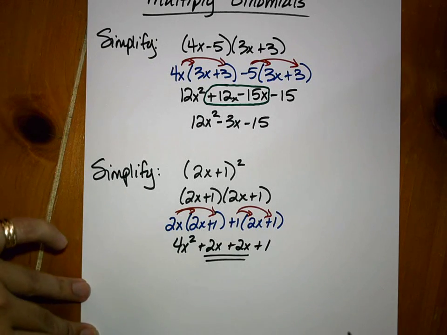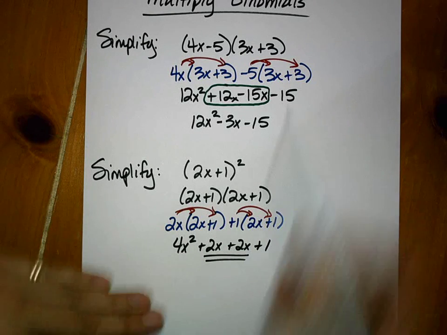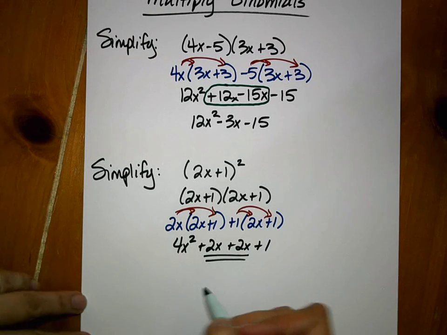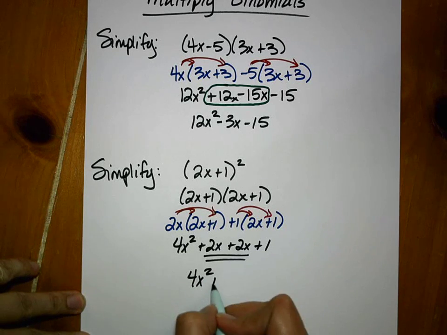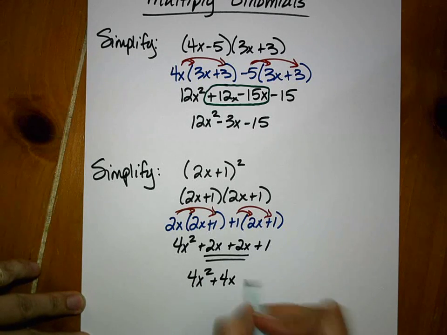I've got my like terms right in the middle. When you do it this way, generally your 2 like terms will be next to each other. And I'll combine them and get 4x squared plus 4x plus 1.